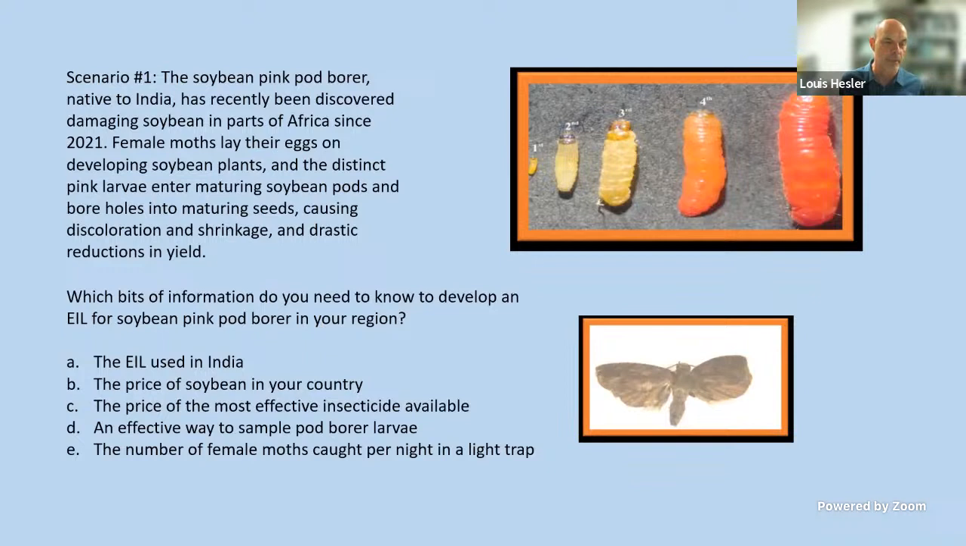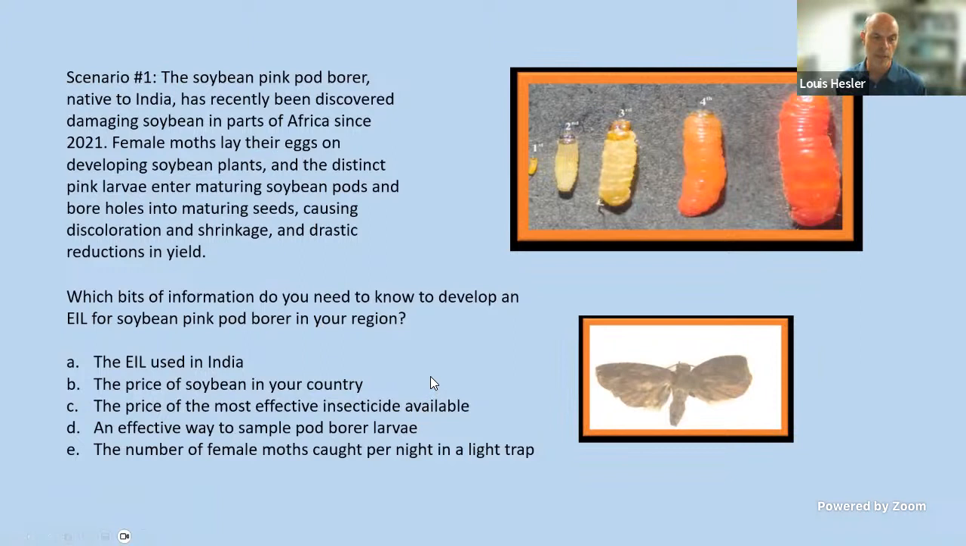And then D, an effective way to sample pod borer larvae. This actually would not be part of the consideration in developing an EIL, but it would be very useful in implementing an IPM program for pod borer in your area. You need to be able to sample effectively in order to determine the number of pod borer larvae and whether they would be at an ET, an economic threshold, so that you could take economic action to save the crop.